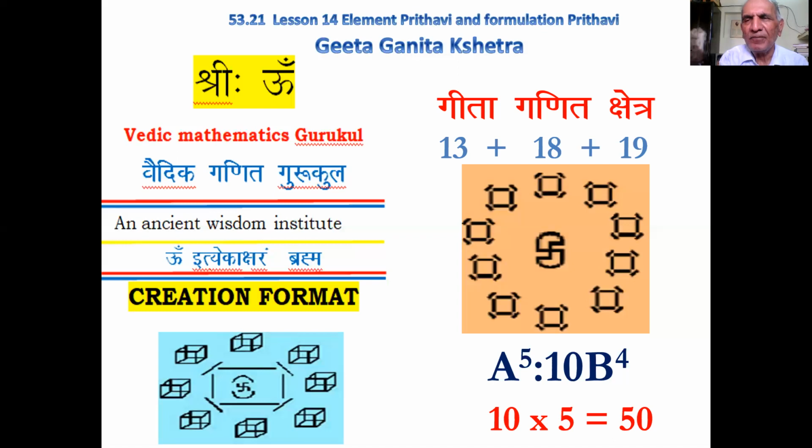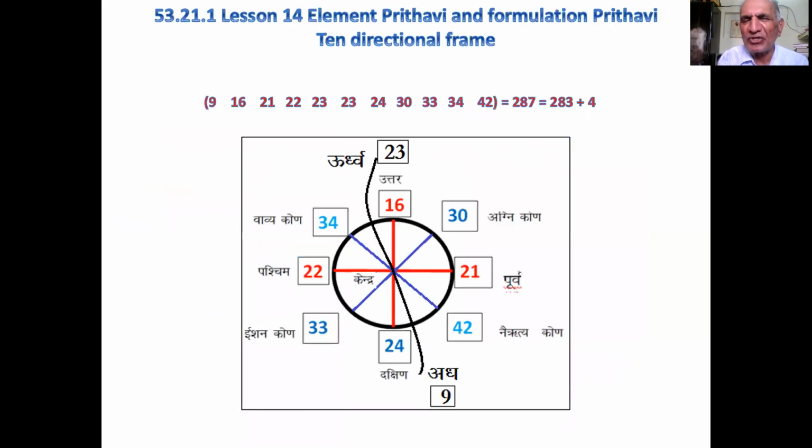Formulation Prithvi, Earth, is the basic formulation as it is the formulation of the first Mahabhut, first basic element. There are 5 basic elements and Earth is the first. Prithvi is the first formulation.